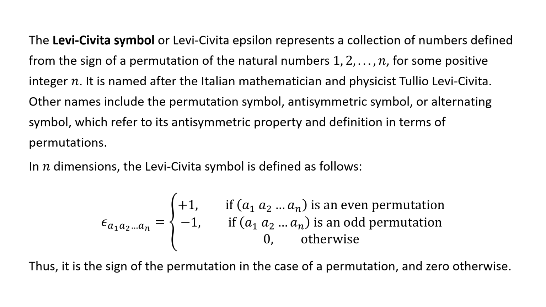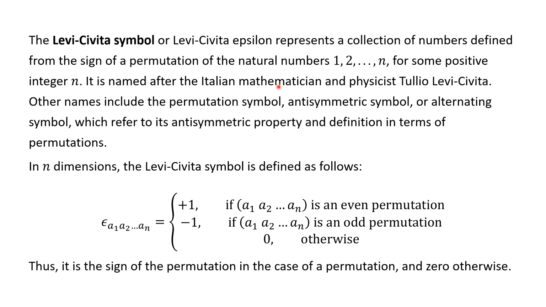We have another indicial notation on this slide. It's often used with the Einstein notation. It's called the Levi-Civita symbol, or Levi-Civita epsilon. It represents a collection of numbers defined from the sign of a permutation of the natural numbers 1 to n for some positive integer n. And I'll go to the details down at the bottom of the slide.